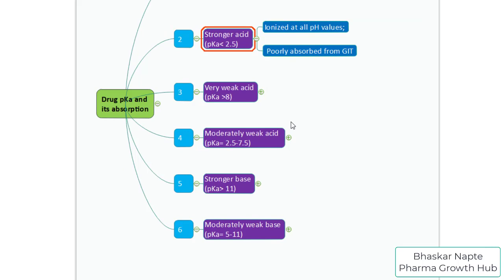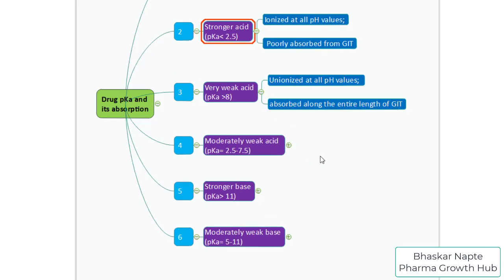The next point is, in case a compound is a very weak acid having a pKa greater than 8. As we know, these weakly acidic compounds can get ionized in alkaline pH, but the pH must be at least 2 units greater than the pKa value. Here the pKa of the compound is greater than 8, or let us assume it is 8. This compound can get ionized at a pH of 8 plus 2, which becomes 10. But does pH 10 really exist in the GI tract? It does not. The pH range is from 1 to 7.5, and hence this compound will be unionized at all pH values. It will be a non-ionic compound across the GI tract pH, and hence it can get very easily absorbed along the entire length of the GI tract.